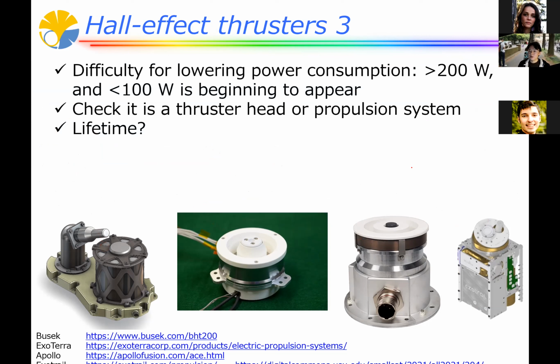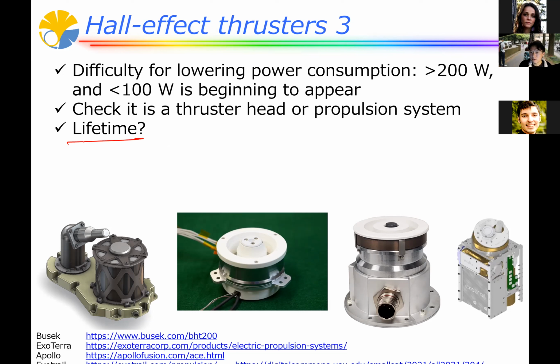So these are the points of Hall effect thrusters. Basically, Hall effect thrusters are suitable for high power operation, higher than 200 watts. But recently, versions of less than 100 watts are beginning to appear, so maybe a future candidate. Also, please check whether the data describes the thruster head or the propulsion system. Sometimes they describe thruster head volume or mass.